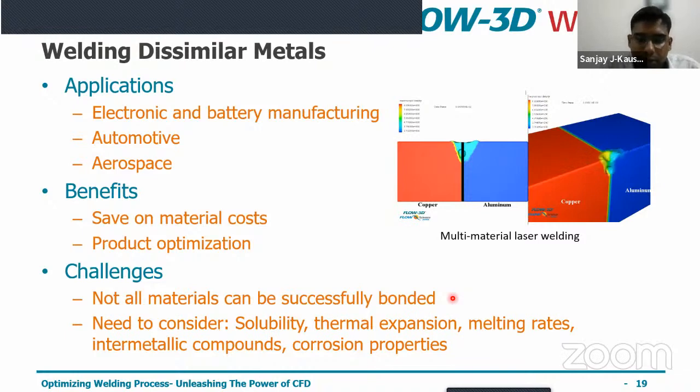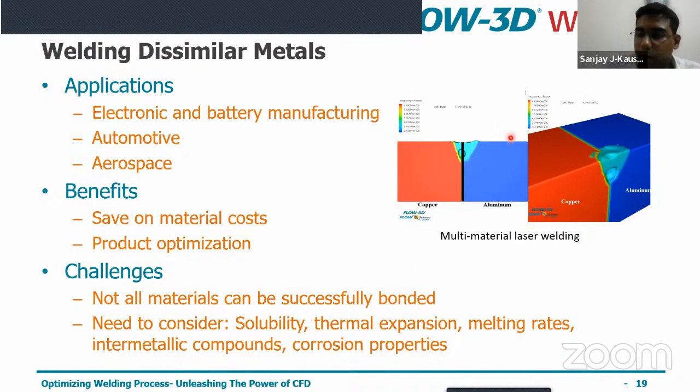Now, the main benefit of using two dissimilar metals is that you save on material costs. Let's say I don't need one particular material over the complete model. I can substitute that for a cost-cutting kind of thing. And also the product can be optimized by welding dissimilar metals. But there are challenges when you're trying to weld dissimilar metals.